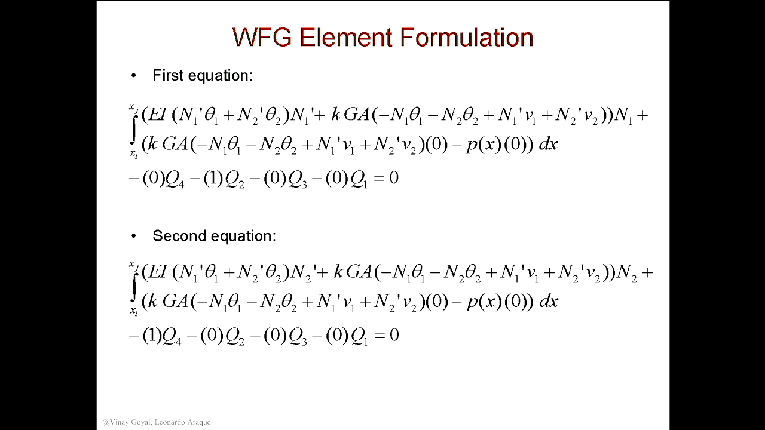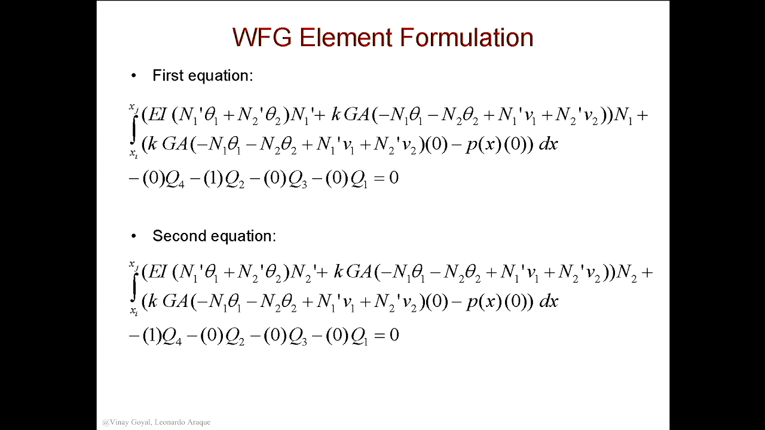The second equation, I'm going to select ZW, which was right here. The same, I plug in the approximation functions for theta and W. I already plugged them in. The only thing I'm switching now is the basis function, the weight function. Now I'm selecting the weight function to be the second basis function, which is a shape function, N2. That's the only difference between this one and that one.